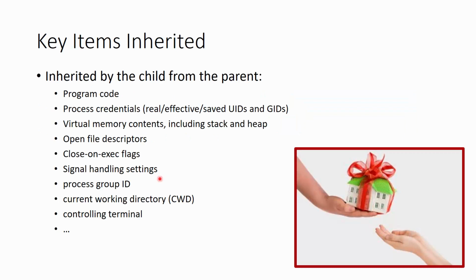So some of the key things that will be inherited by the child, let's look at those. So first of all, obviously the program code, because it's the same program just running in a different instance. It'll have all the same credentials, so the user IDs of what spawned it for the user and for the group, so the user IDs and the group IDs. It'll have the same virtual memory contents, that is, the variables will all be the same, so the stack and the heap are all the same, the data segment variables are all the same. They can be changed, of course, from then on, but they start out being the same.